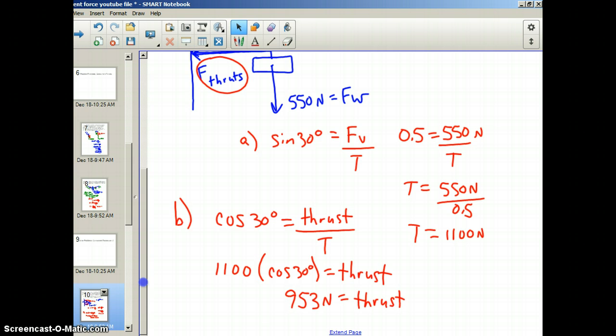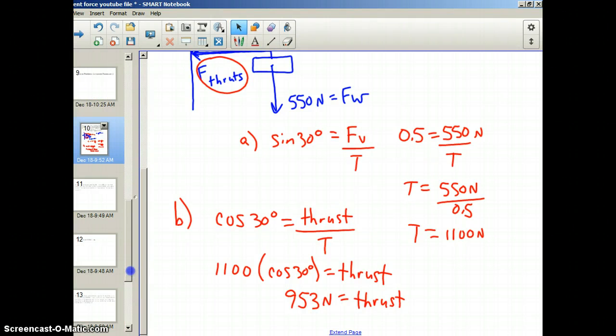acting along the rod. Now it's time for you to try some practice problems. Pause the video as you read each problem, and then when you have your answer, press play so that you can check your work. Here's practice problem number 1.